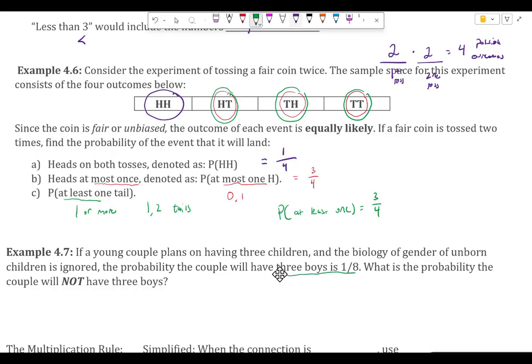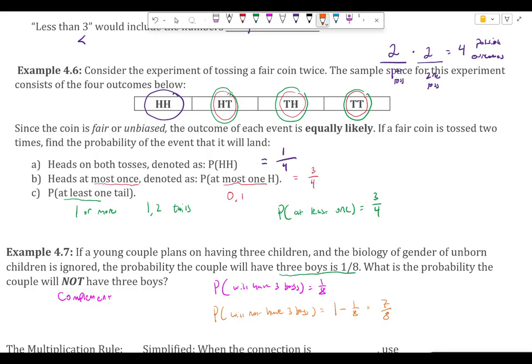What is the probability that the couple will not have 3 boys? Well, this is using the complement that we had talked about in the first video. The complement would be the probability that they will not have 3 boys. So we know that the probability that the couple will have 3 boys is 1 out of 8. Using the complement, we know the probability that the couple will not have 3 boys would be 1 minus 1 out of 8, or 7 out of 8.